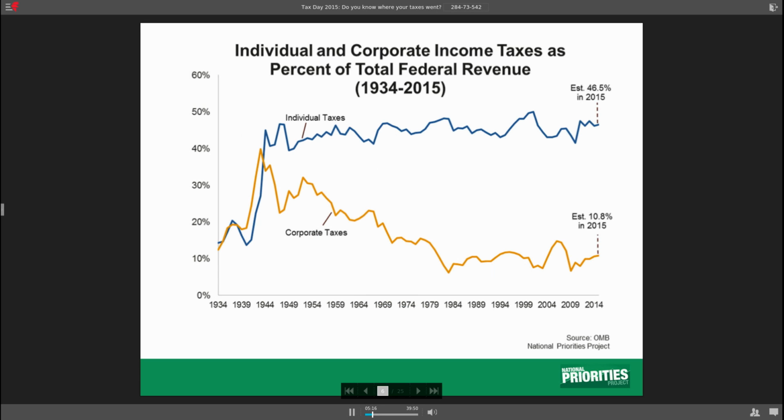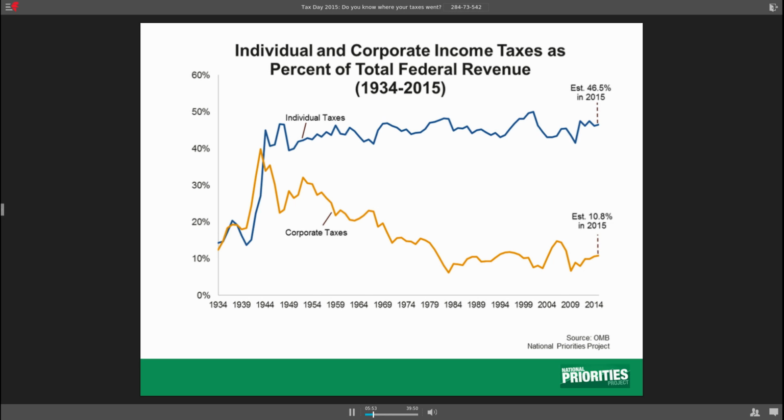Here you can see how the proportion of all federal revenue that comes from individual taxes versus corporate taxes has changed over time. So the blue line up above is individual taxes, and it shows you what percent of all federal revenue has come from individual income taxes over time. And you can see, as we saw in the last chart, it's up to almost 47% in 2015 of all federal revenues come from individual income taxes. That hasn't changed a whole lot since about the 1940s.